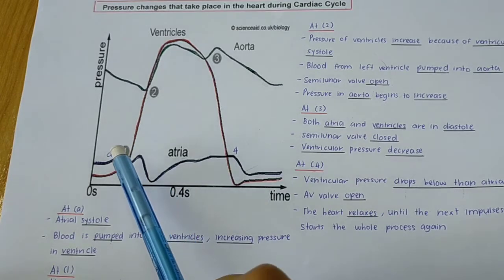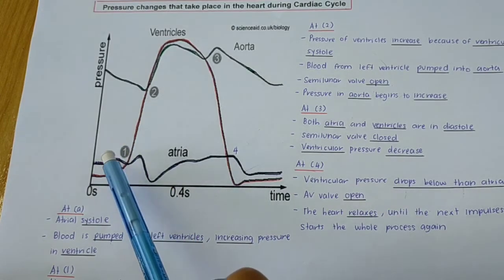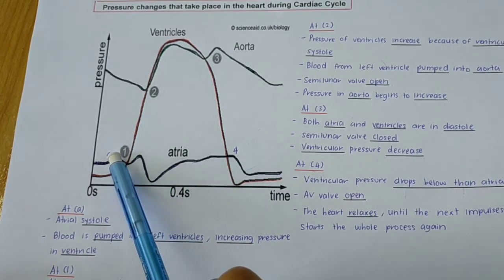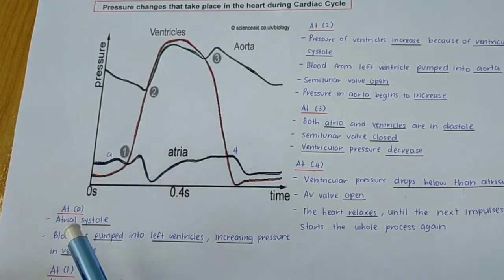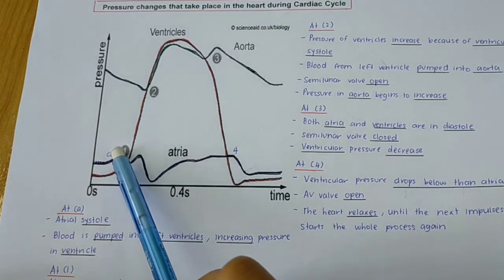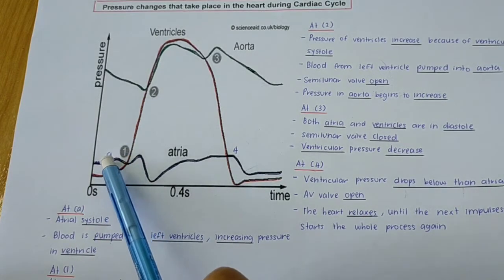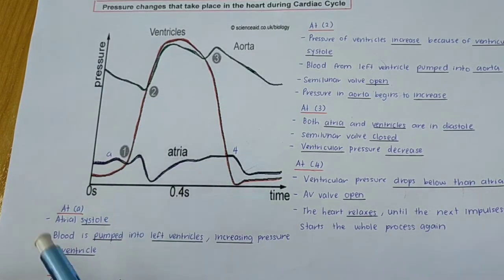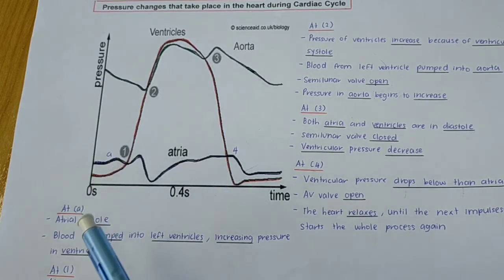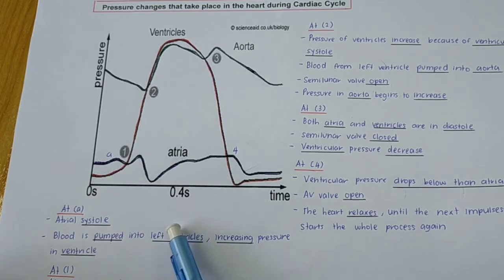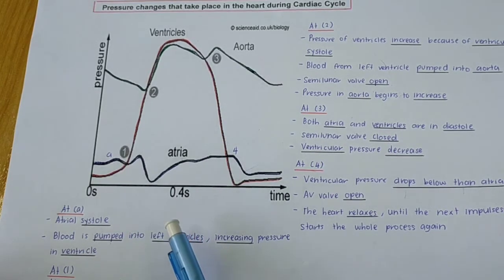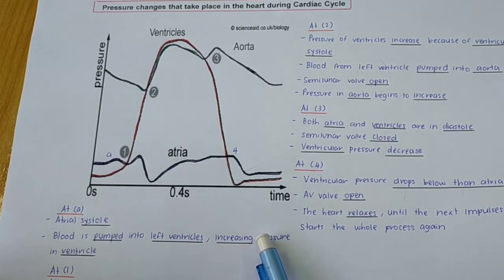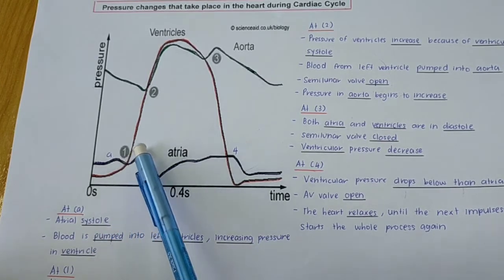So if you look at A, since the atria contract, the pressure in the atria will increase. There is an increase of pressure in the atria here. So the left atrium will contract. Since the left atrium contracts, it will pump blood into the left ventricle. Once the ventricle has received the blood from the atria, it will increase the pressure in the ventricle.